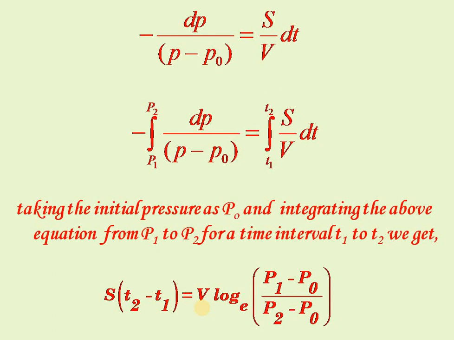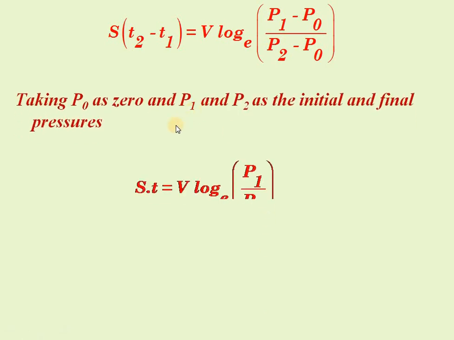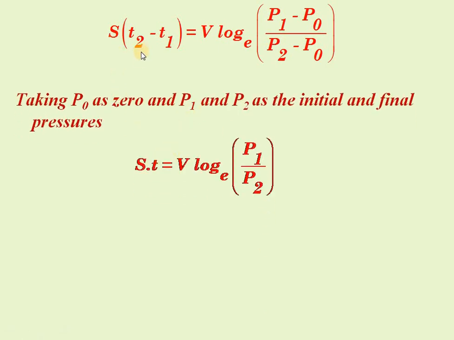Now we can simplify the equation very easily. This is the most general form of this equation given here. Here we can assume that P0 is 0, that means the lowest pressure that we want to achieve is zero. Then automatically this equation becomes log P1 by P2. You can also assume that the starting time t1 is 0, and t2 is some particular time, say small t. So this becomes S times small t is equal to V times log to the base e of P1 by P2. So we simplify the equation.